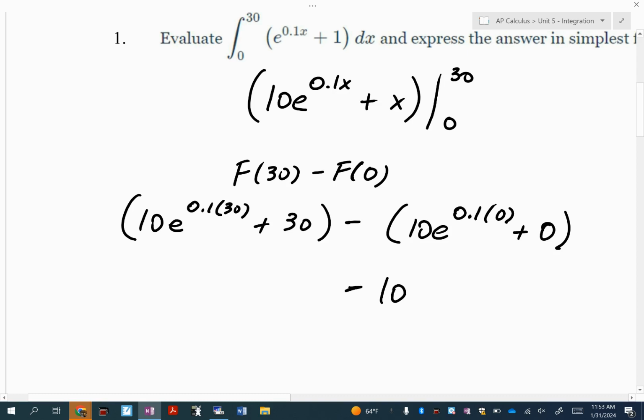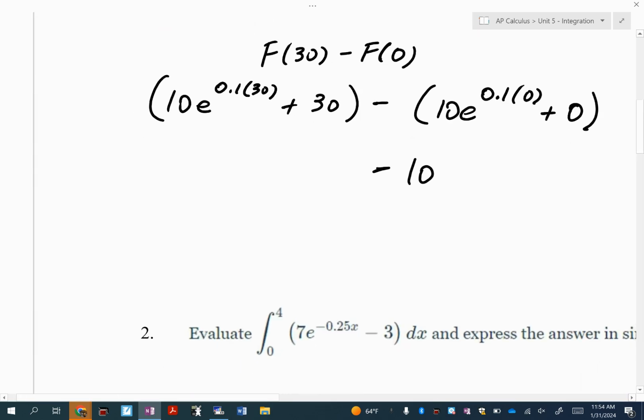Wow. Do I need to do it again? Okay. So 0 times anything is 0. So it's e to the 0 power. Anything to the 0 power is 1. Not 0, it's 1. So 1 times 10 is 10. 10 plus 0 is 10.